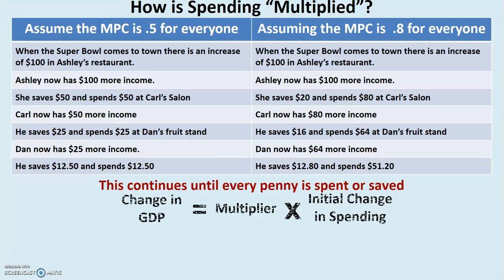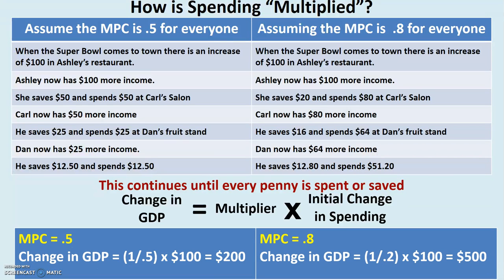What this ends up looking like is the change in GDP. Aha! We're going back to last unit. The change in GDP is calculated by the multiplier times the change in initial spending. So if the MPC is 0.5, my change in GDP is 1 divided by 0.5 times 100, or $200. If my MPC is 0.8, my change in GDP is 1 divided by 0.2 times $100, or $500. So you can see that higher MPC is better for the economy.